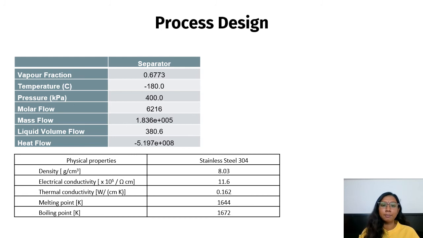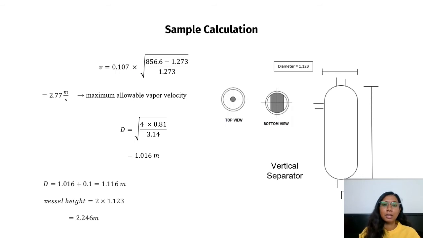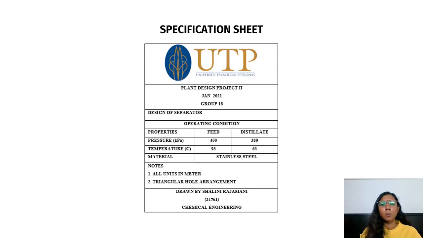This is the process design of the separator, where the parameters were taken from HYSYS, whereas this is the operating conditions of the separator. These are the simple calculations I used to design the separator, where first I found the maximum allowable vapor velocity and then found the internal diameter of the mesh followed by the outer diameter, and then finally the vessel height. Once all the designs have been done and the data has been computed, this will be the finalized specification sheet for the separator of this plant design.